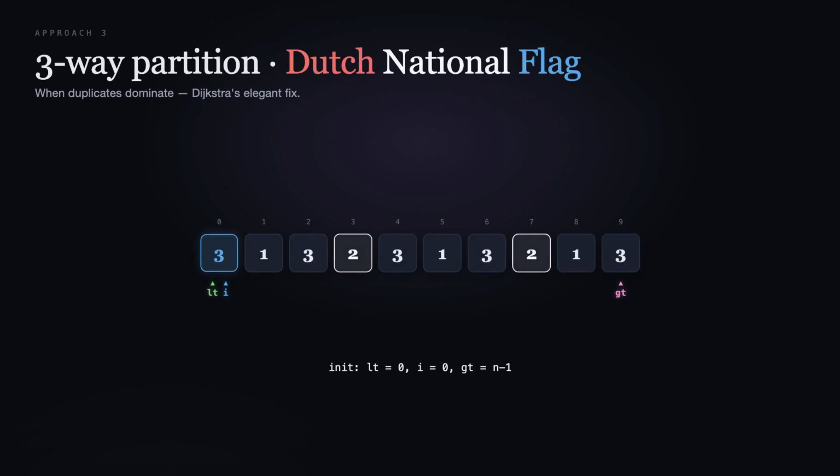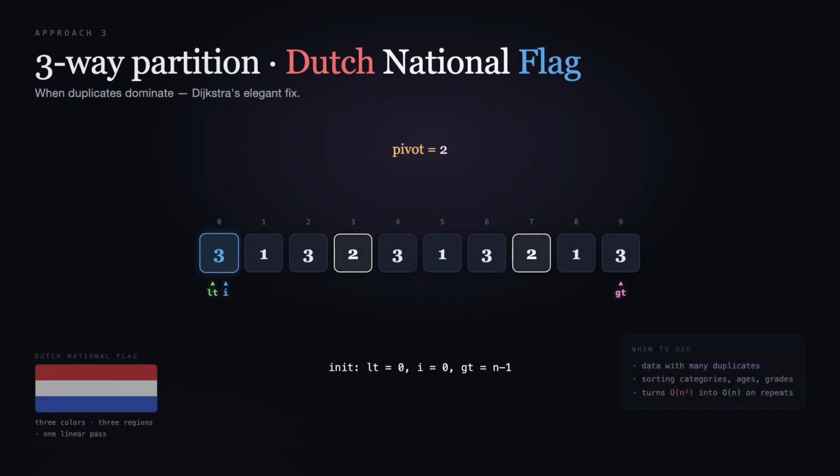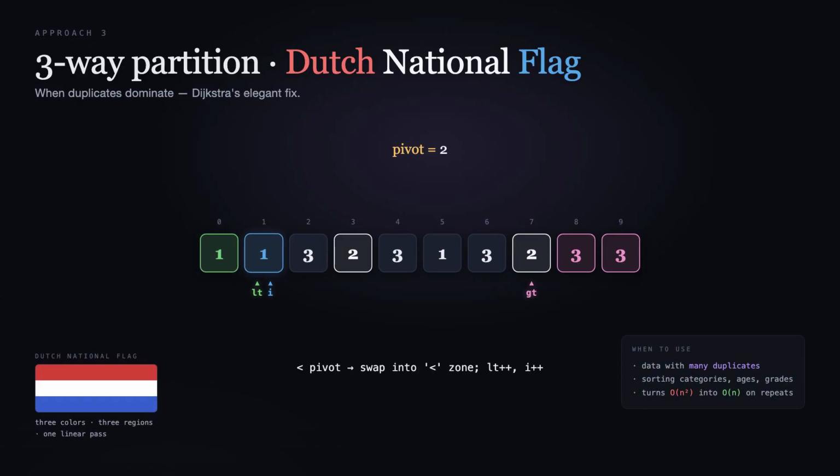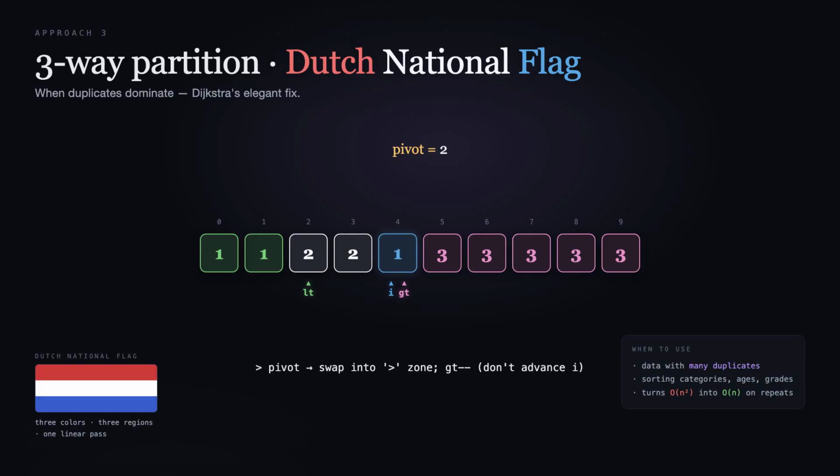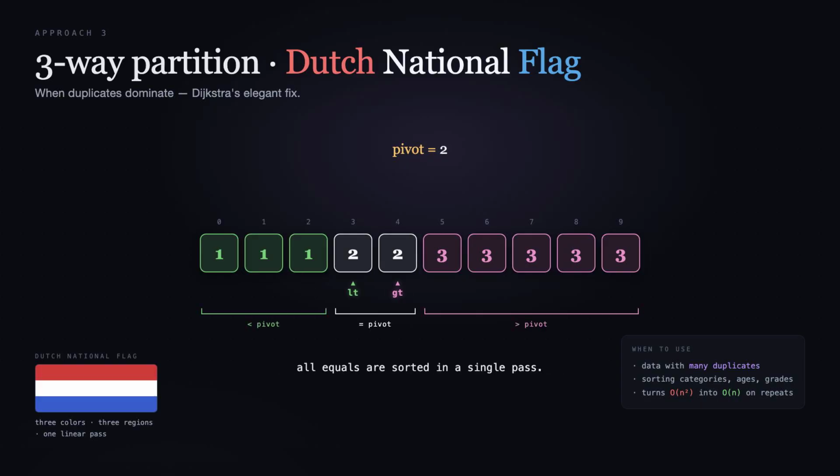But what if your array has tons of duplicates? Both Lomuto and Hoare waste effort sorting equal elements. The fix, 3-way partitioning, also known as the Dutch national flag algorithm designed by Edsger Dijkstra. We split the array into 3 regions: less than pivot, equal to pivot, and greater than pivot. All elements equal to the pivot land in the middle in one shot, and we recurse only on the outer 2. For data with many repeated keys, this turns a slow quadratic worst case into linear time.